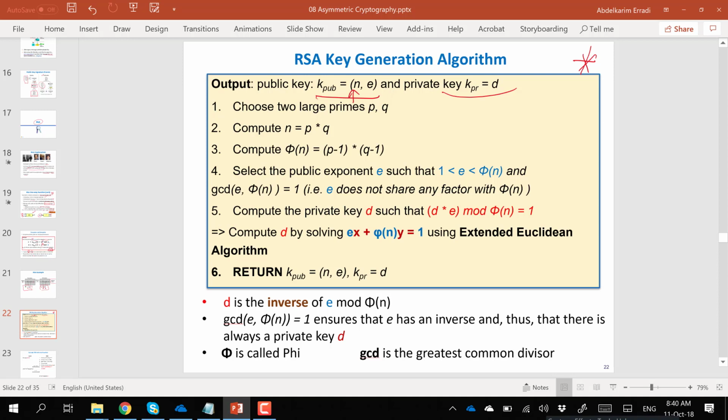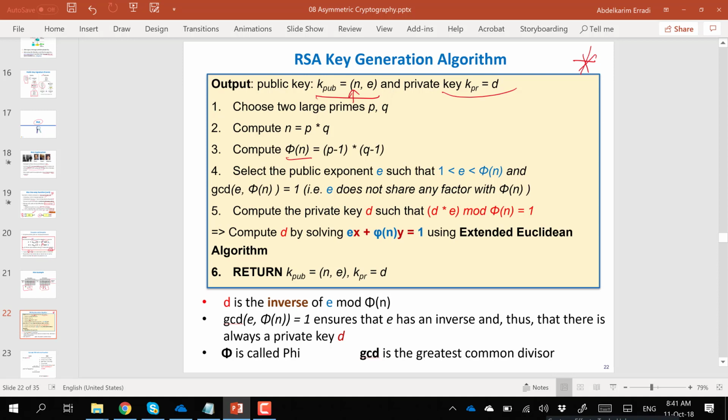Now we compute phi N. We're not going into the details of this one, just take it as it is. Phi N is basically (P minus 1) times (Q minus 1). This will give us phi N.